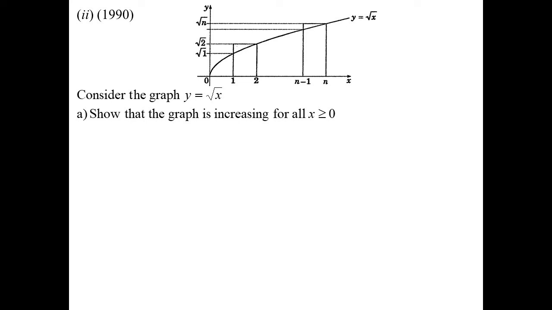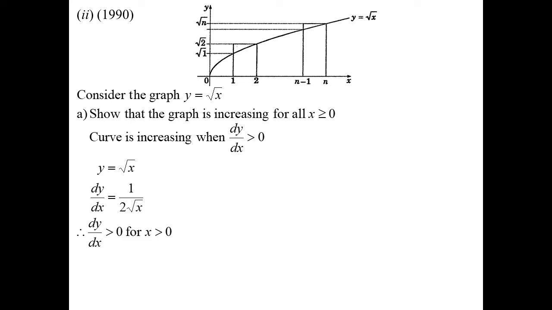1990 HSC. It's the y equals square root x graph there, and they've plotted in a few points for us and drawn in the outer rectangles. First thing we had to do was show that this graph is continually increasing. Well, we know it's increasing when the derivative is greater than 0. Again, remember, write those things down because you're presenting a solution for someone else. It's not for your benefit, it's for someone else's benefit. They want to understand why you're doing what you're doing. So the derivative is 1 on 2 root x. Well, that's always going to be positive whenever x is greater than 0. So we know it is increasing for x is greater than 0.